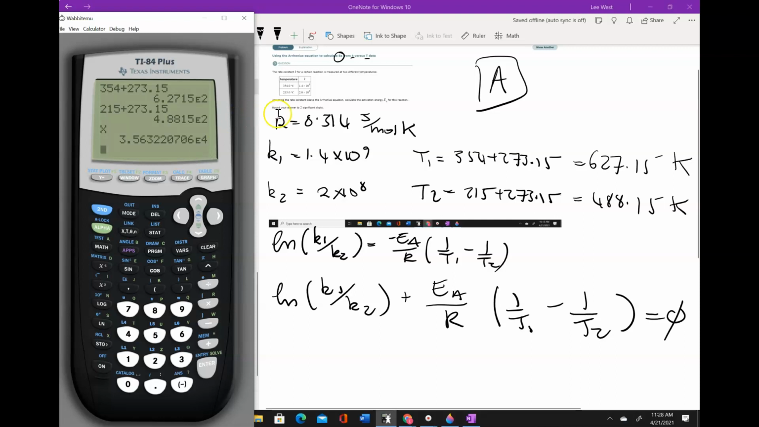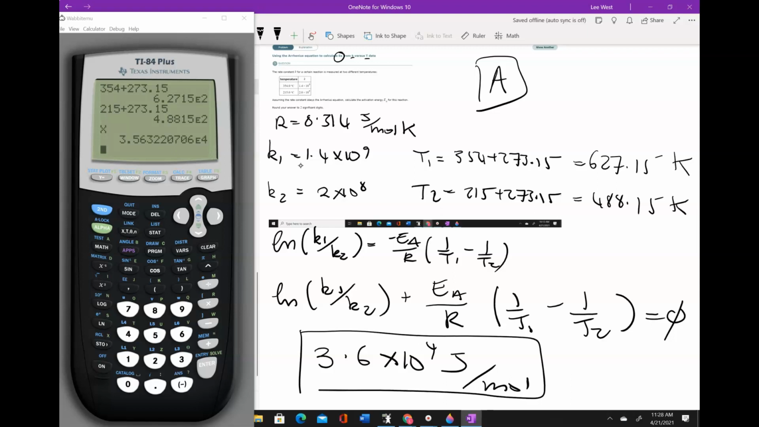Now I want to remember that this is in joules. So it says round your answer to 2 significant figures. Doesn't say for any particular units. It doesn't say it has to be in kilojoules, right? So 3.6 by 10 to the 4 joules per mole. There we go. And that's fine. Okay, now if you wanted to, you could write it as 36 kilojoules per mole, and that's a reasonable activation energy. Okay, cool. Now if you got a negative number, you'd know you were wrong.